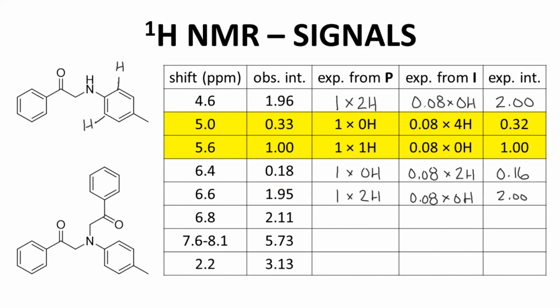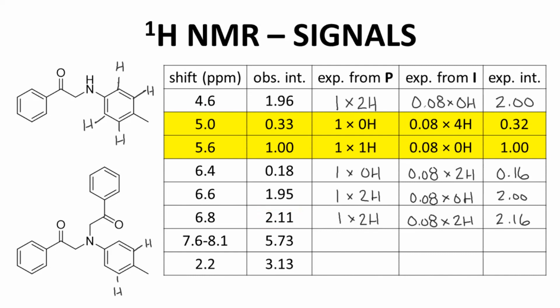The next row is 6.8 ppm. This is a little more complicated. I think this signal arises from the other aniline ring signals for both the impurity and the product. So for the product, we should have an intensity of 1 for 2 hydrogens. For the impurity, we should have an intensity of 0.08 for 2 hydrogens. That's a total expected integration of 2.16. Very close to the observed value of 2.11.